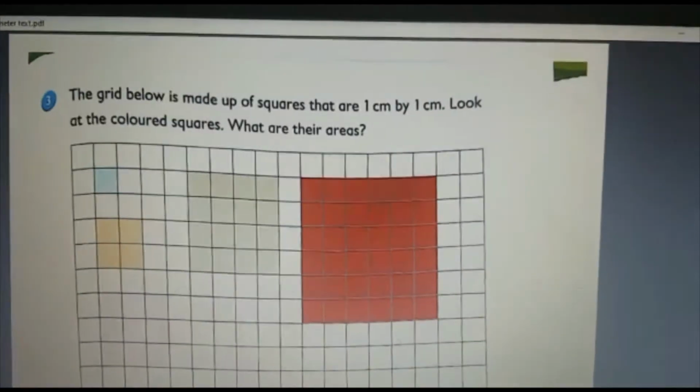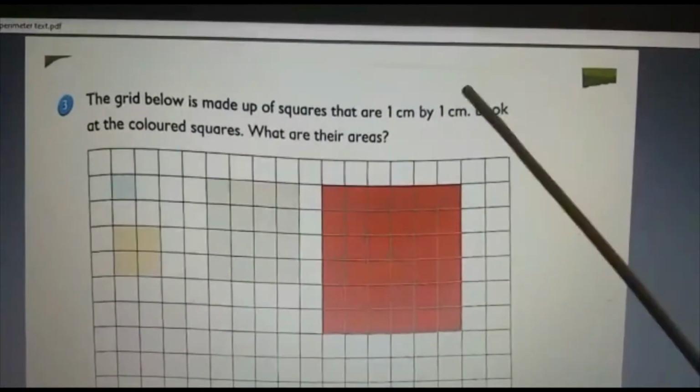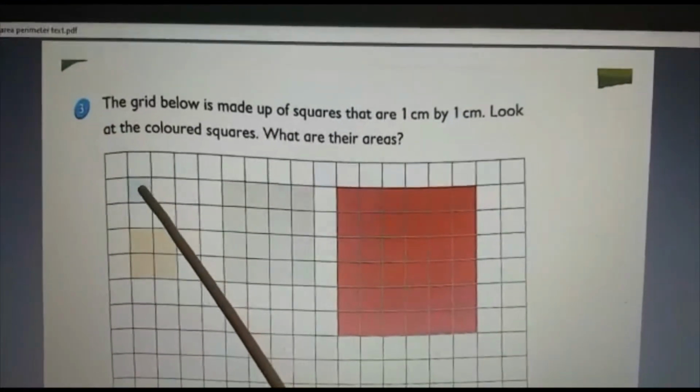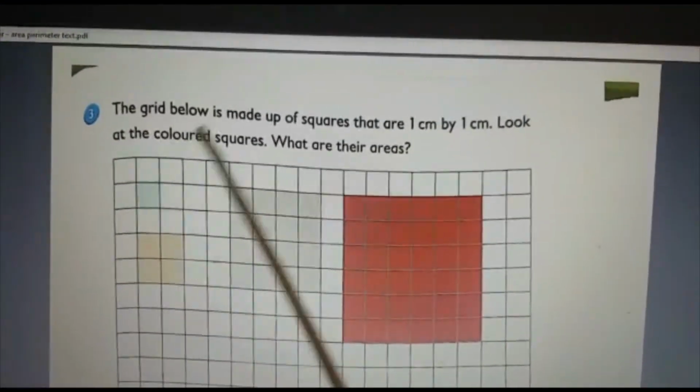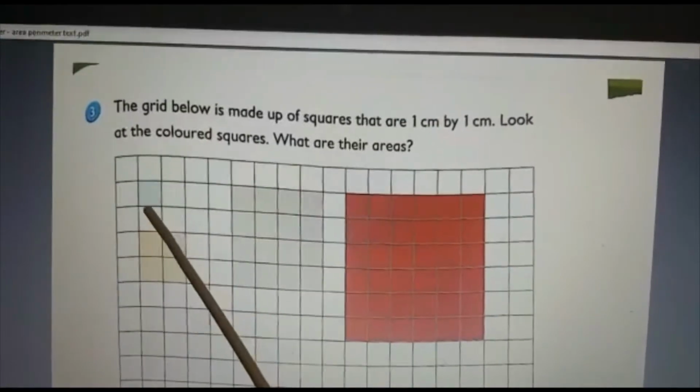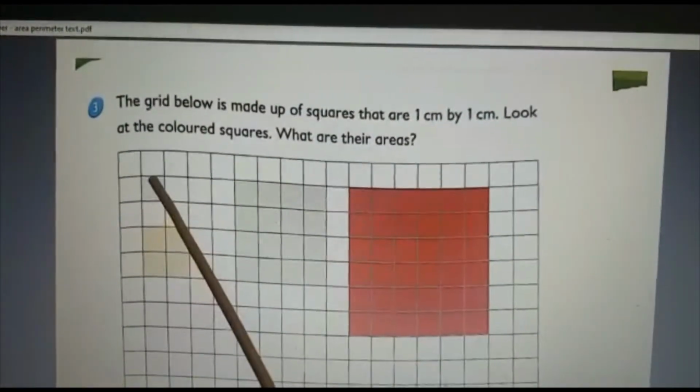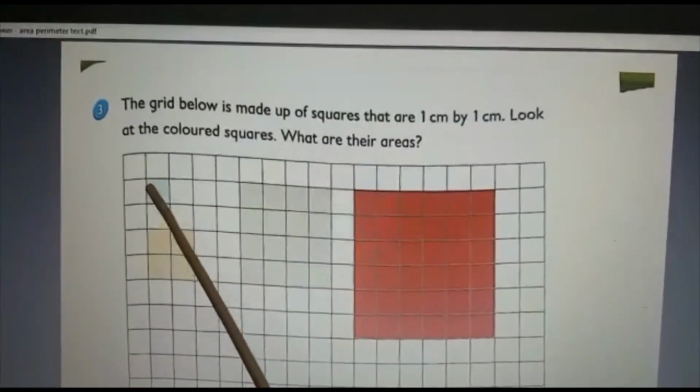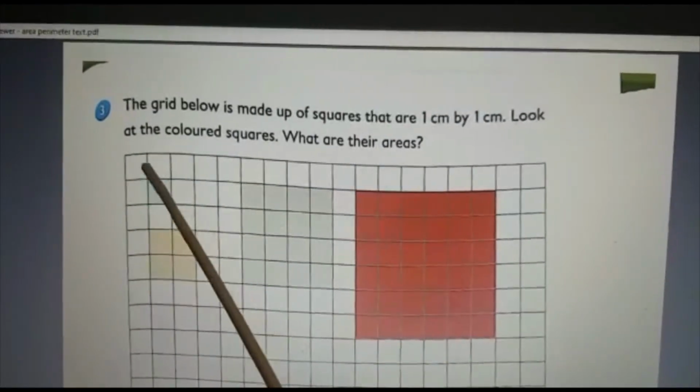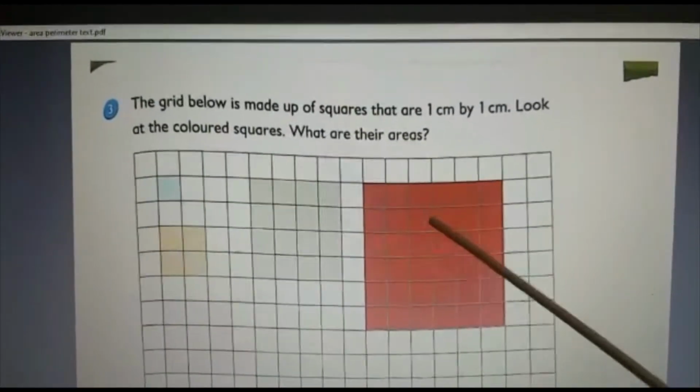Okay. In this figure, so many square grids are given. So just find the area. What about the first one? Only one unit. Is it given in centimeter? So the area will be 1 centimeter square. Or you can say, what is the length? It is 1. What is the width? It is 1. 1 multiply 1 is 1. 1 centimeter square. Coming to the red one.